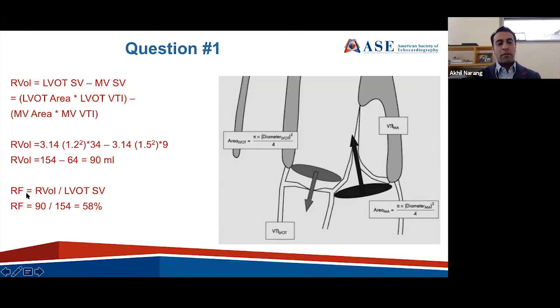In order to calculate the regurgitant fraction, we have to divide 90 cc's by 154, and this gives us the correct answer of 58%. The right picture is a schematic of how this is represented.